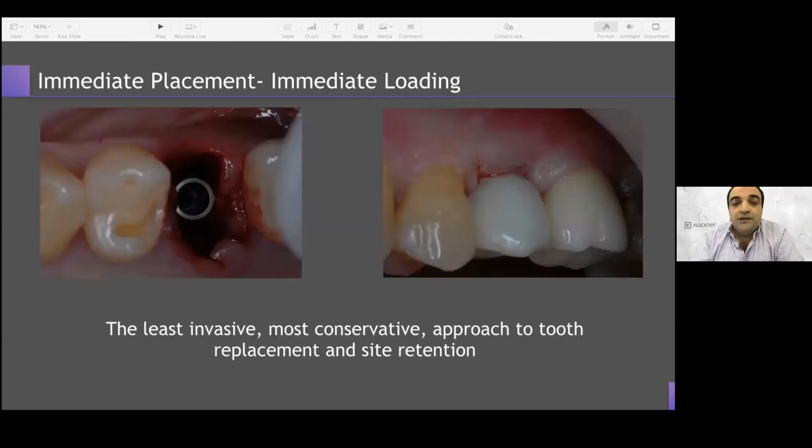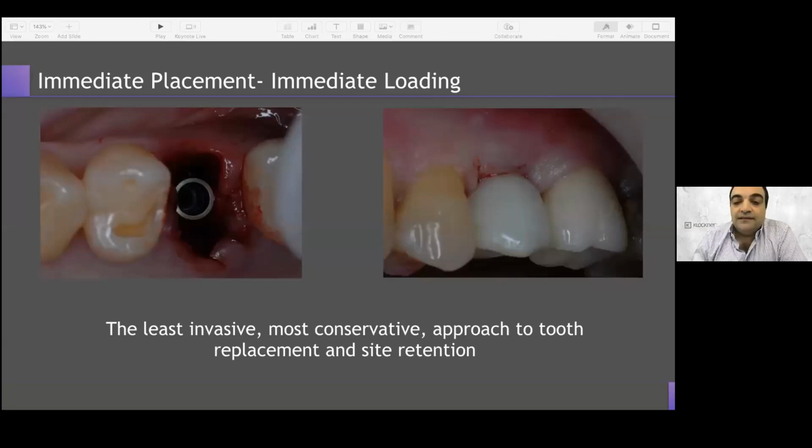And especially when we immediately place our temporary crown, or provisionalization. A lot of publications showed that this temporary crown will help to maintain our tissue, soft and hard tissue, in place during the healing, and we get a very good, predictable, aesthetic and stable result. This is why immediate placement and immediate loading are the least invasive, most conservative approach to tooth replacement and site retention.